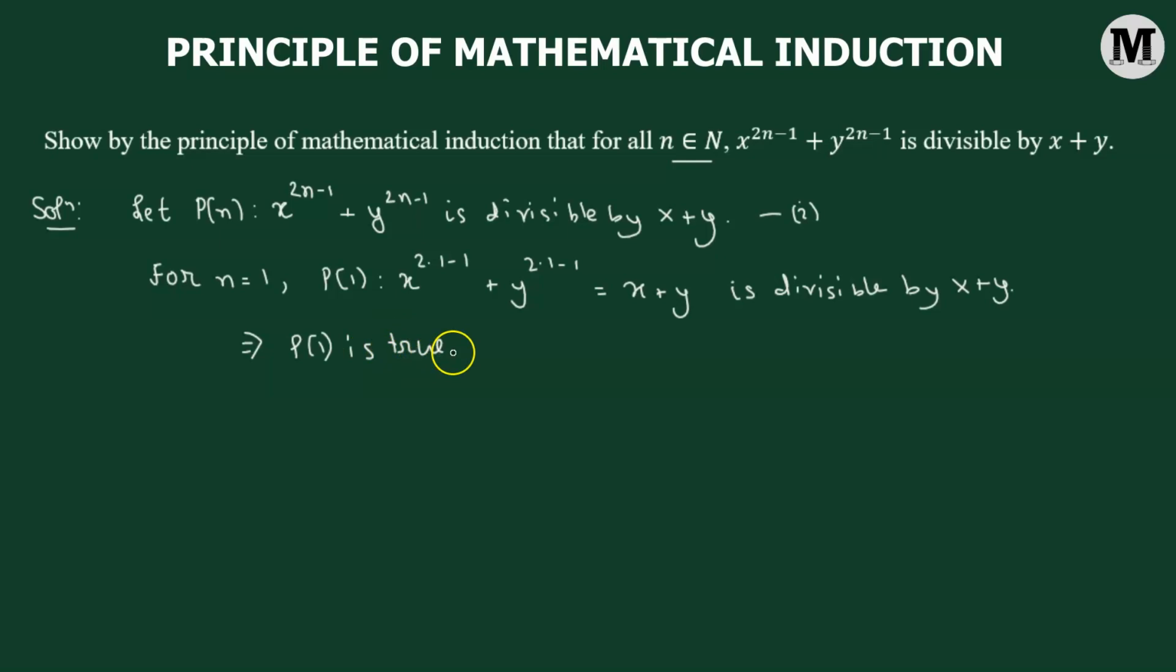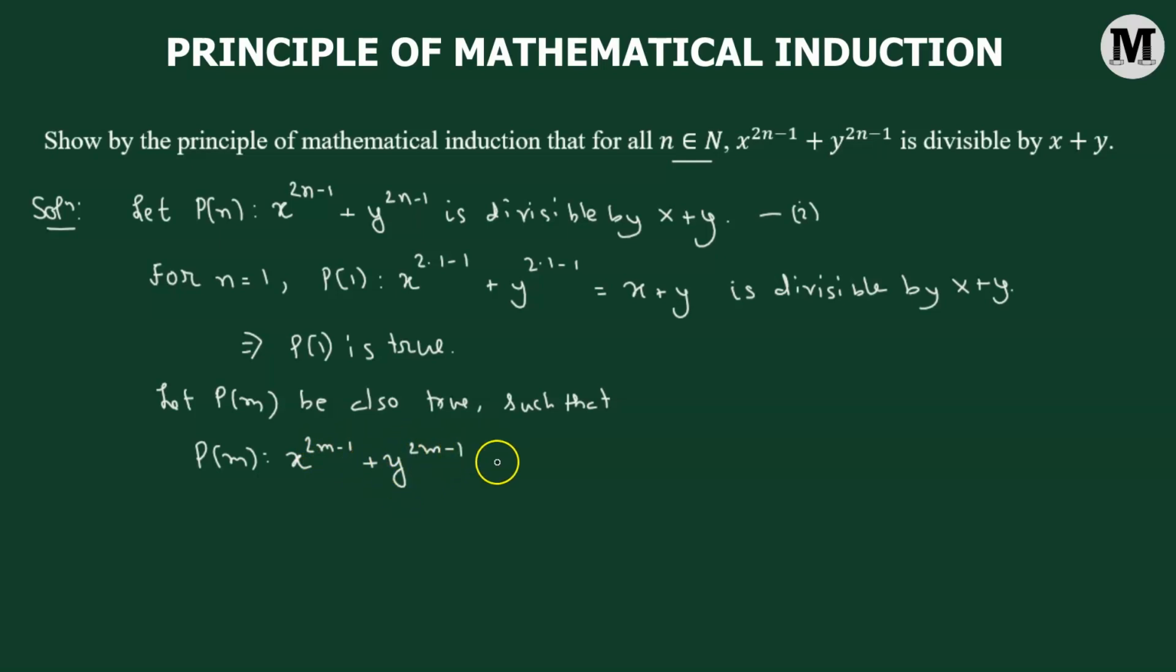Now that we have shown that the statement p of 1 is true, we will suppose that p of m is also true, because we want to verify that this statement is true for any natural number. So we'll suppose that p of m is true, such that our new statement becomes p of m: x raised to the power of 2 times m minus 1 added to y raised to the power of 2 times m minus 1 is divisible by x plus y as well. Fine. Okay, so let's call it statement number 2.